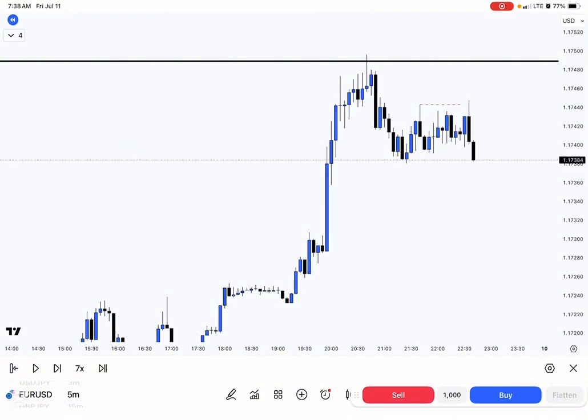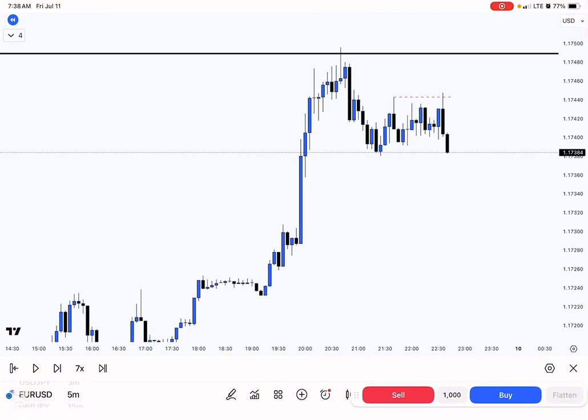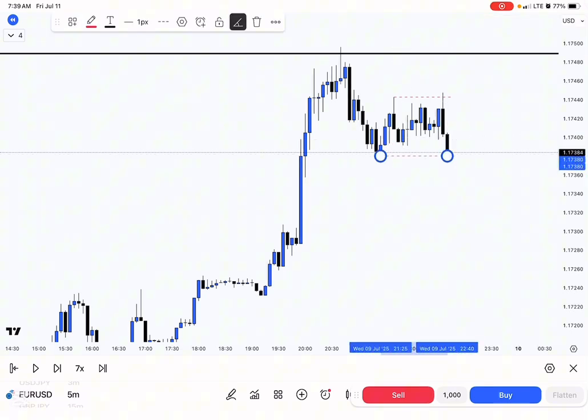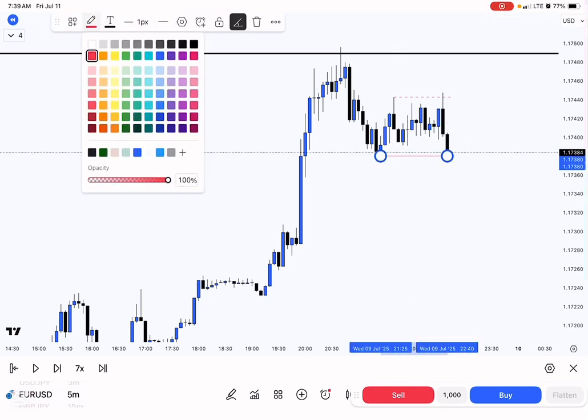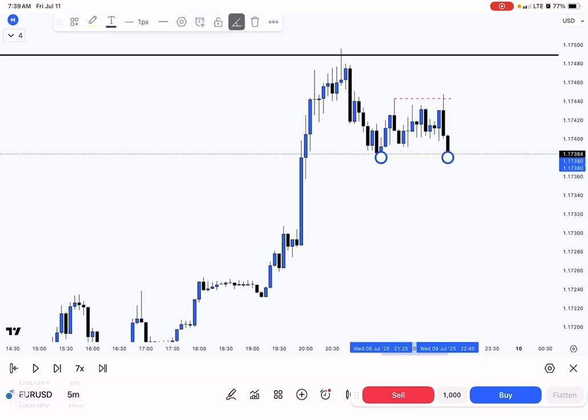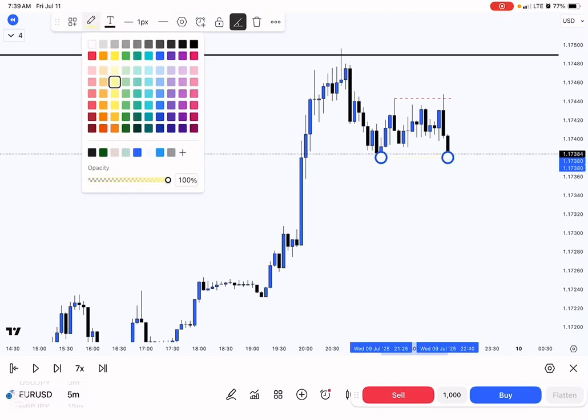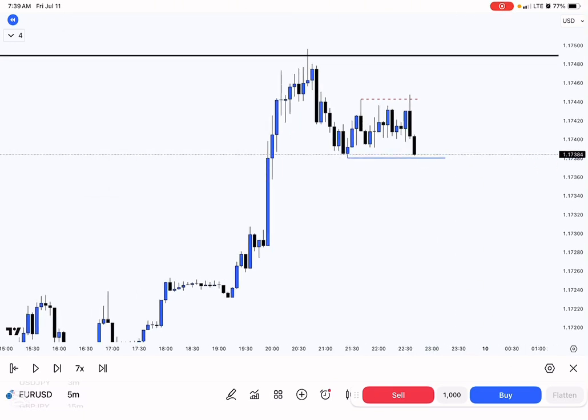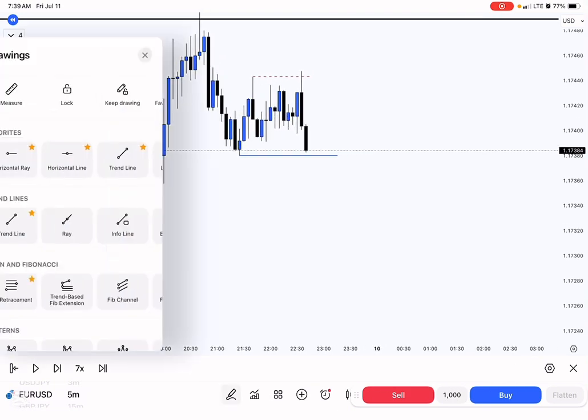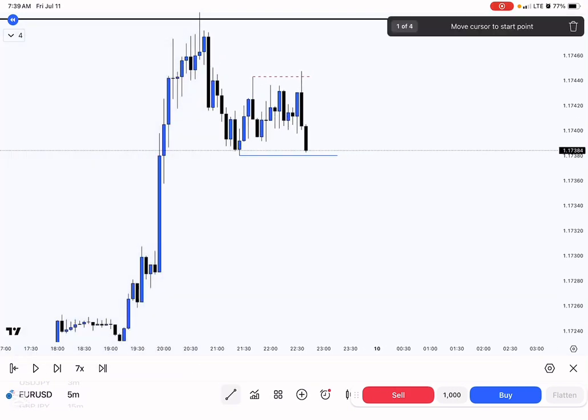So price did take out that liquidity respectively. So next thing I need to see was a break of structure to confirm the downtrend. A break of structure to confirm the downtrend. And then a pullback into a key level. Where's my key level over here? This is this order block over here.